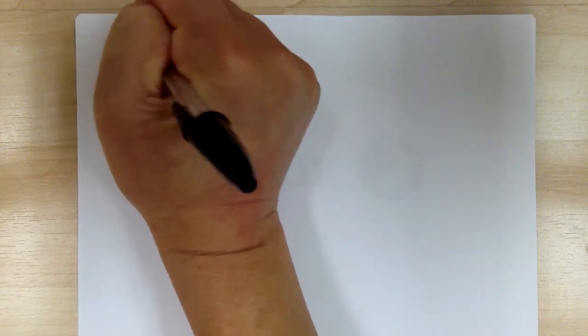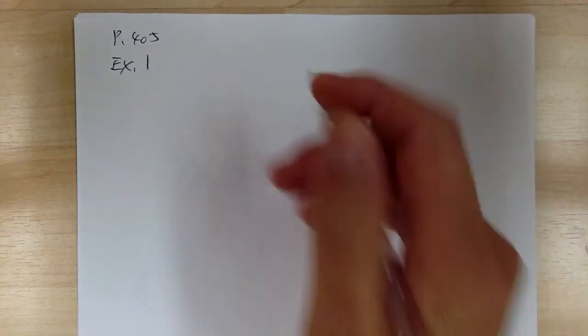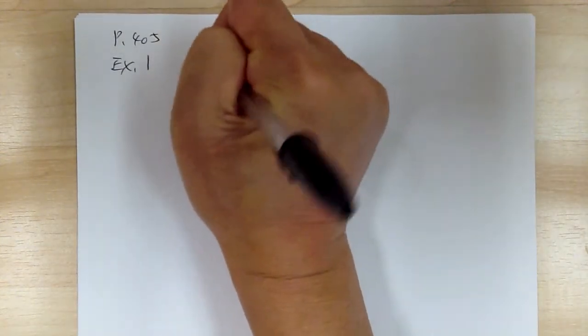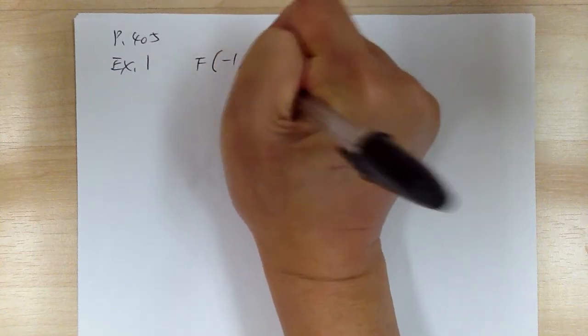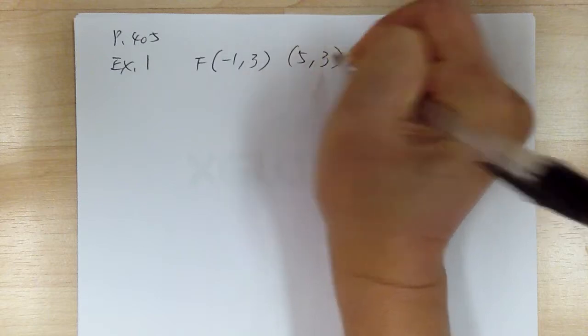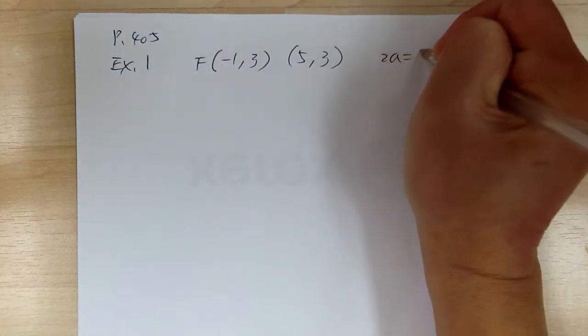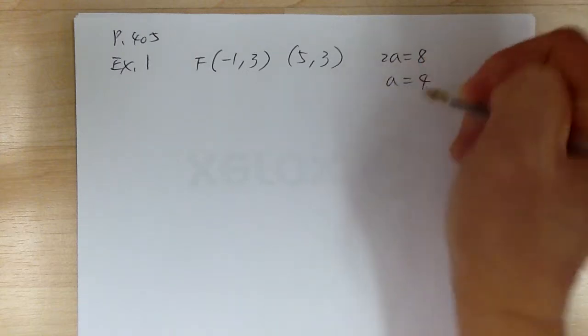So let's go to example 1. It says find the equation of the ellipse having the foci at (-1, 3) and (5, 3). The sum of the focal radii equal to 8. So that means 2a equal to 8. So right away, a equal to 4.